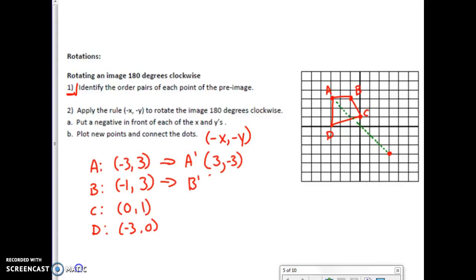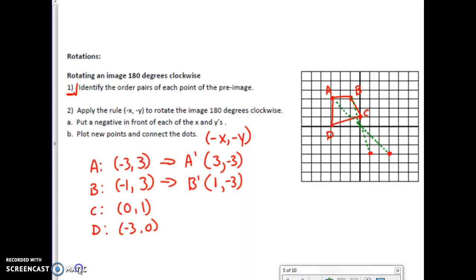All right, so my original is -1, +3 for B. So B prime: I'm putting a negative in front of the x to make it a +1. And now I'm putting a negative in front of the y to make it -3. So my new point is going to be 1, -3. Okay? If I were to just draw a line, you could see how that's a 180 degree rotation.